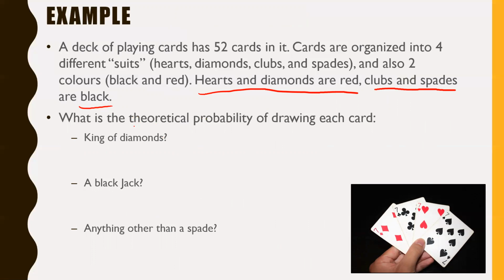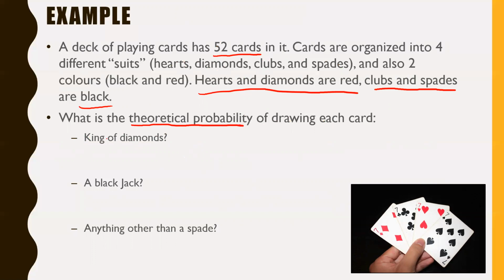So what is the theoretical probability? Again, no trial has actually been done here. We're just looking at our options and saying what we've got. What is the theoretical probability of drawing each card? Let's first start with a king of diamonds. Well, there is only 1 king of diamonds in a 52 card deck, right? King of diamonds is exclusive to just 1 card, right? There's 4 different kings. There's a king of hearts, a king of diamonds, a king of clubs, and a king of spades, but there is only 1 king of diamonds.